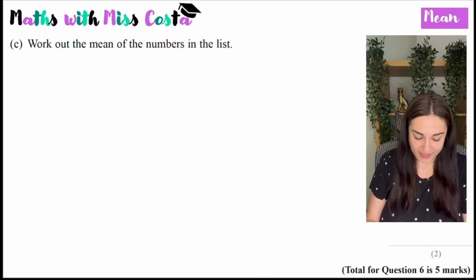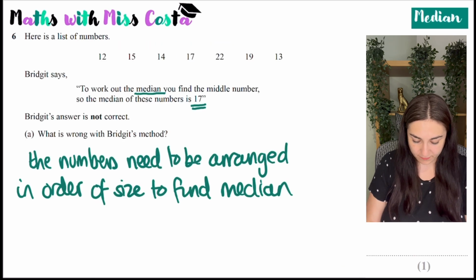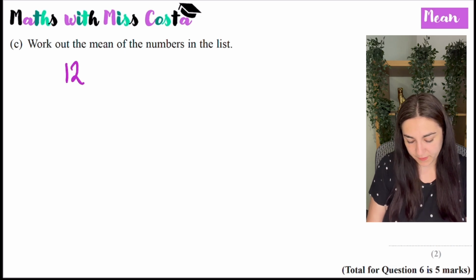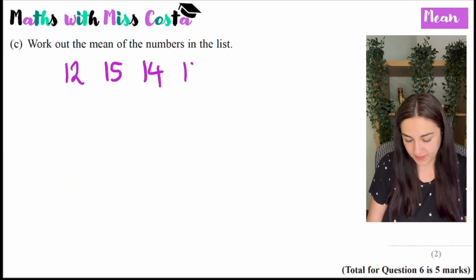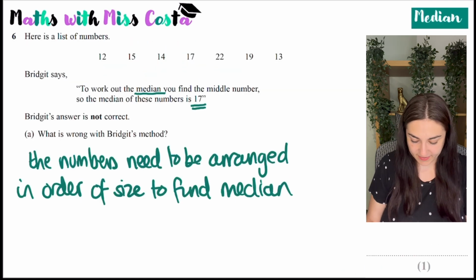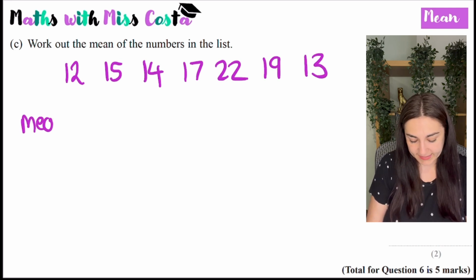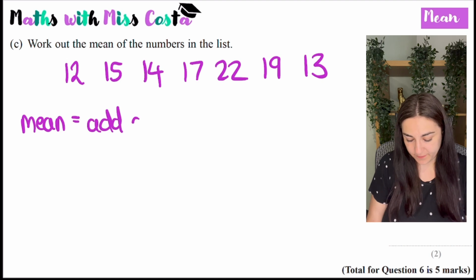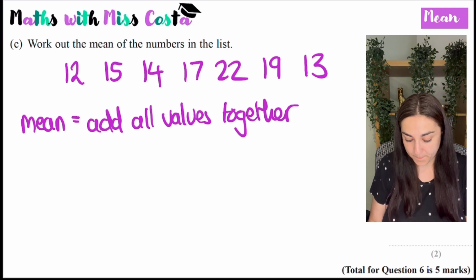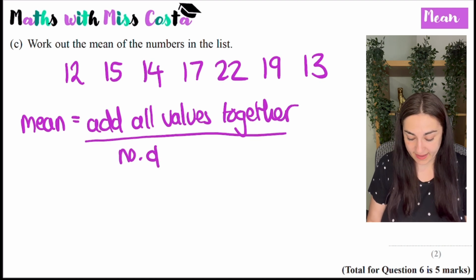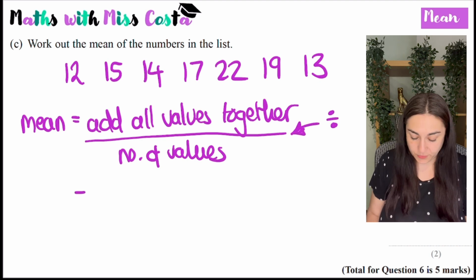Over here, I now need to work out the mean of the numbers in the list, and I've forgotten what they are. So 12, 15, 14, 17, 22, 19 and 13. So to work out the mean, all I do is I add all the values together and then I divide by the number of values that there are. So remember, this line in the fraction means divide. So I'll add all the numbers together.